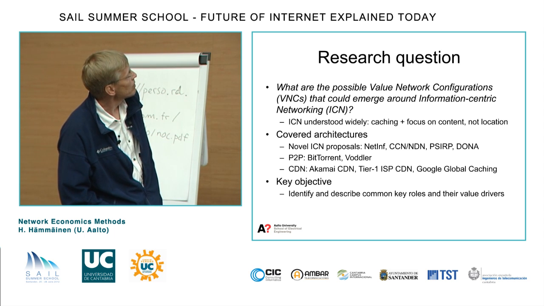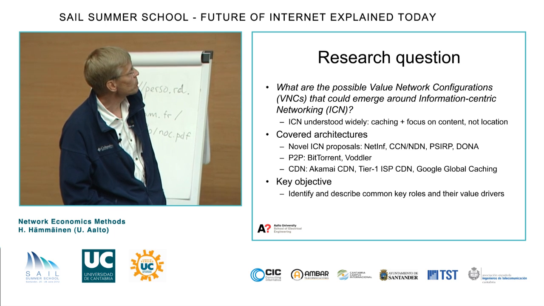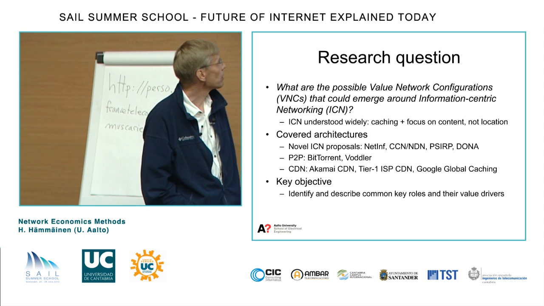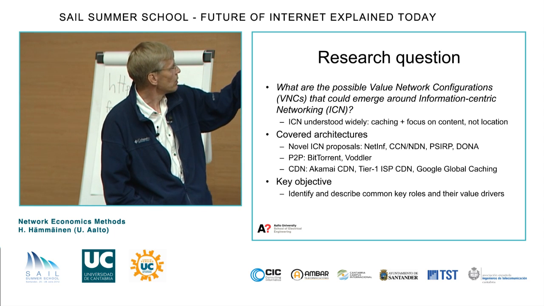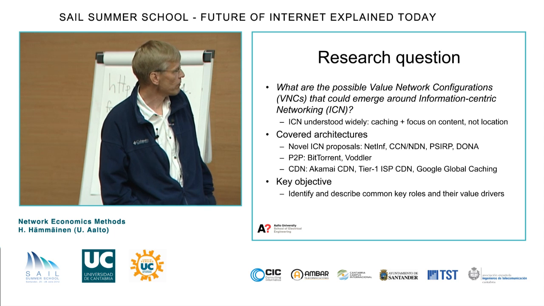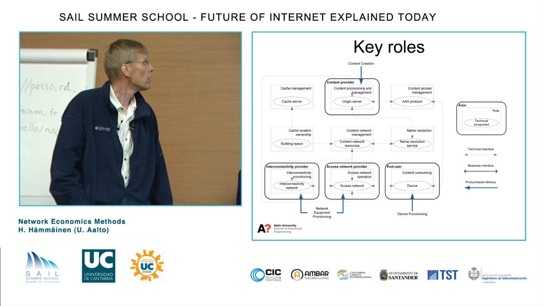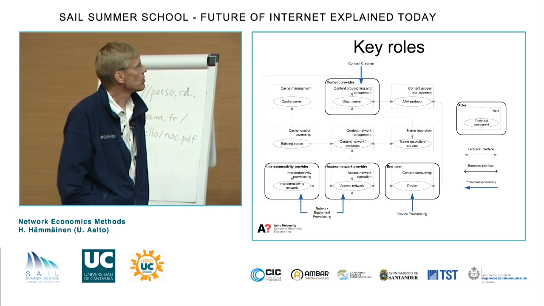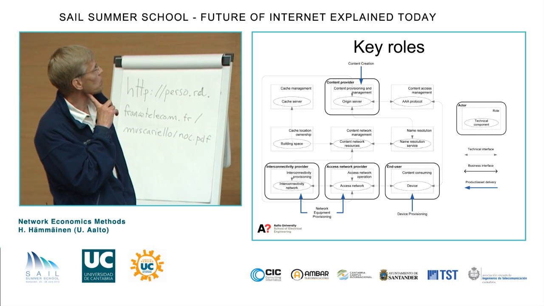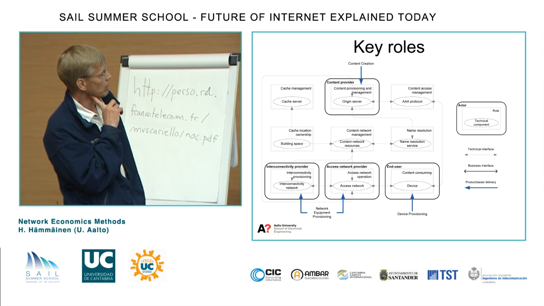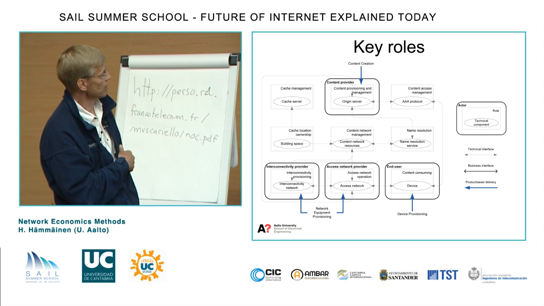Let's say, this is just an example of how to use the notation. Value network configurations for information-centric networking. There's some background information here, but let's not stick in here. So these are the roles, and you don't see the business interfaces. There are no red arrows in this picture. You can see the notation on the right-hand side.